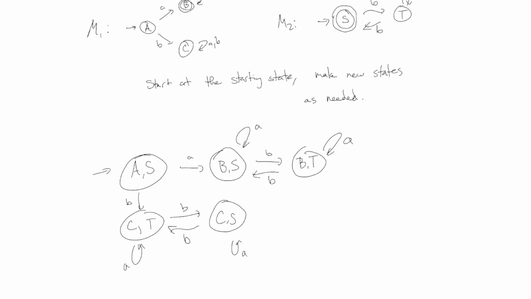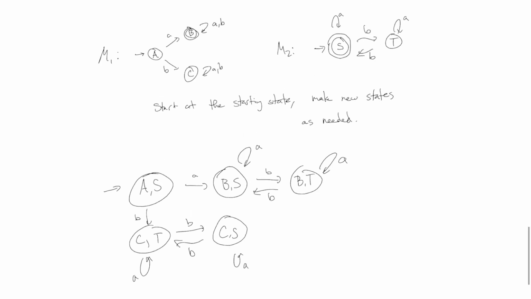You'll notice there's only 5 states here. There's one that I never even drew, which is A, comma, T. Apparently, if you're doing both of these machines at the same time, there's actually no way to ever get to A, comma, T, because that would require a B first to get to T, but a B first will make you C.